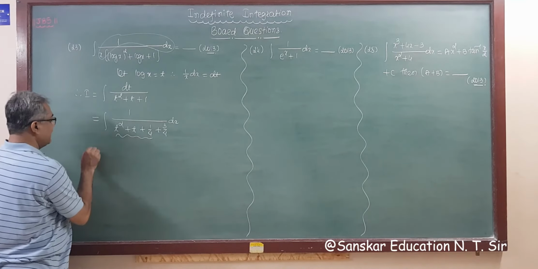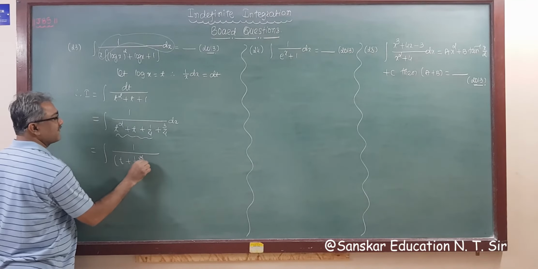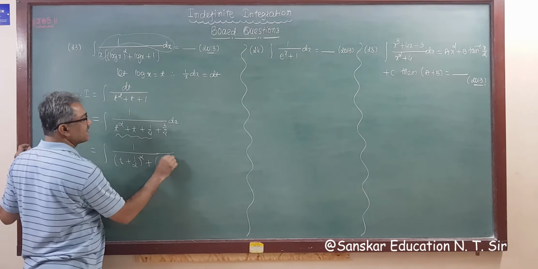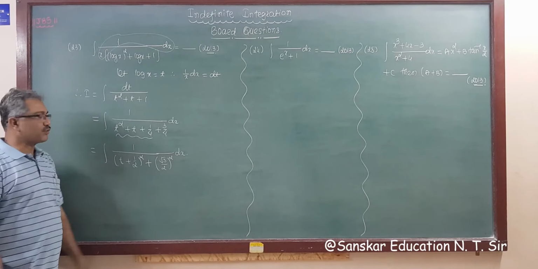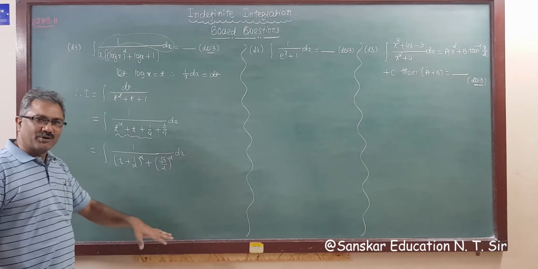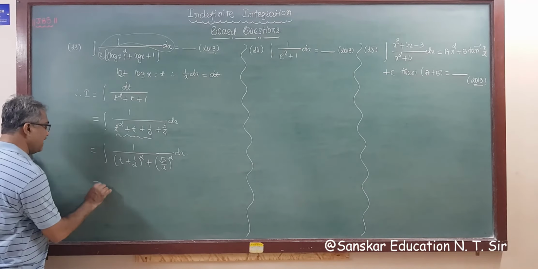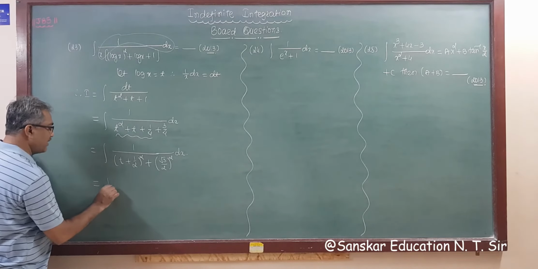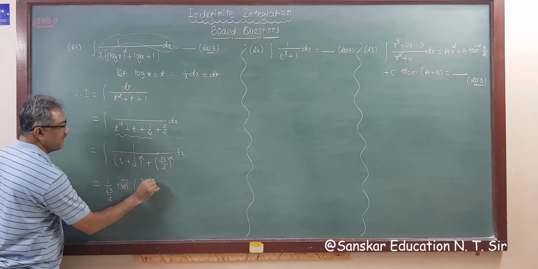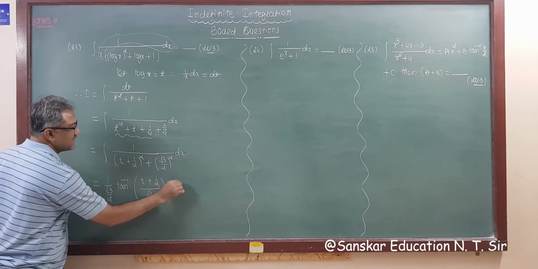So this is integration of 1 upon (t plus 1 upon 2) whole square plus (root 3 by 2) whole square dt. The formula of 1 upon x square plus a square is tan inverse, and this is a very important formula for integration, right? So 1 upon x square plus a square gives 1 upon a tan inverse x by a. So 1 upon a is root 3 by 2, tan inverse, x is t plus 1 upon 2, whole upon a is root 3 by 2, plus c, right?